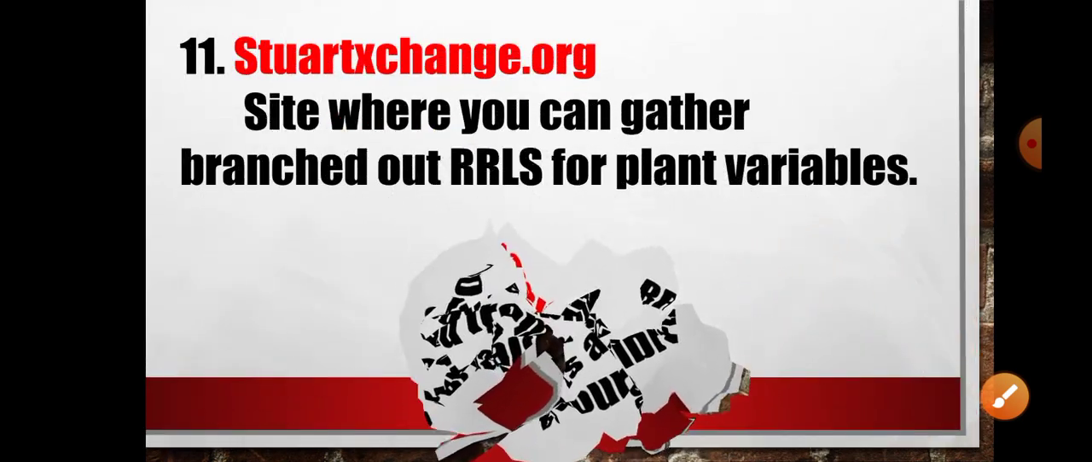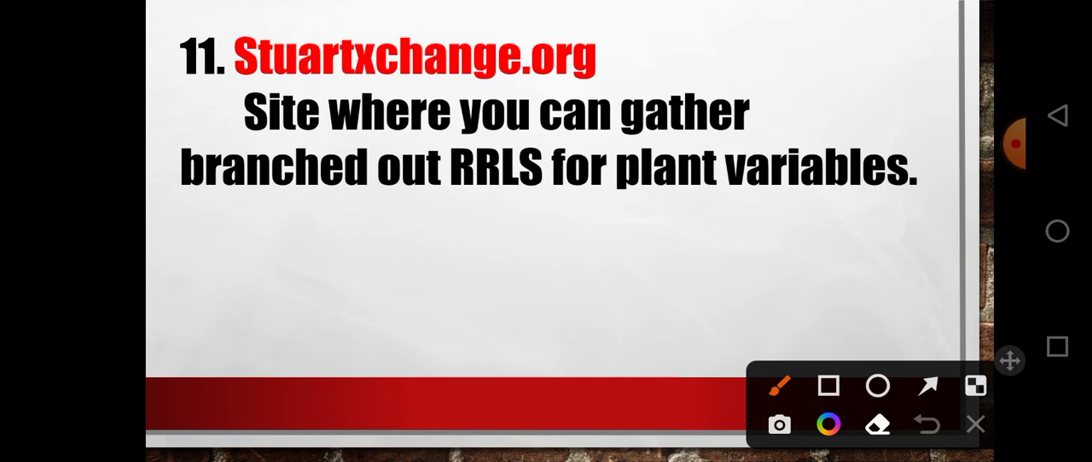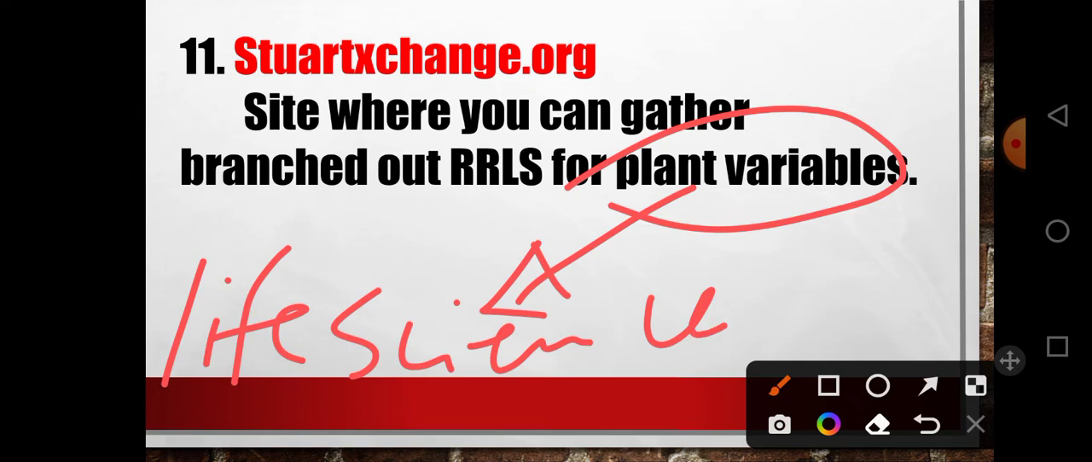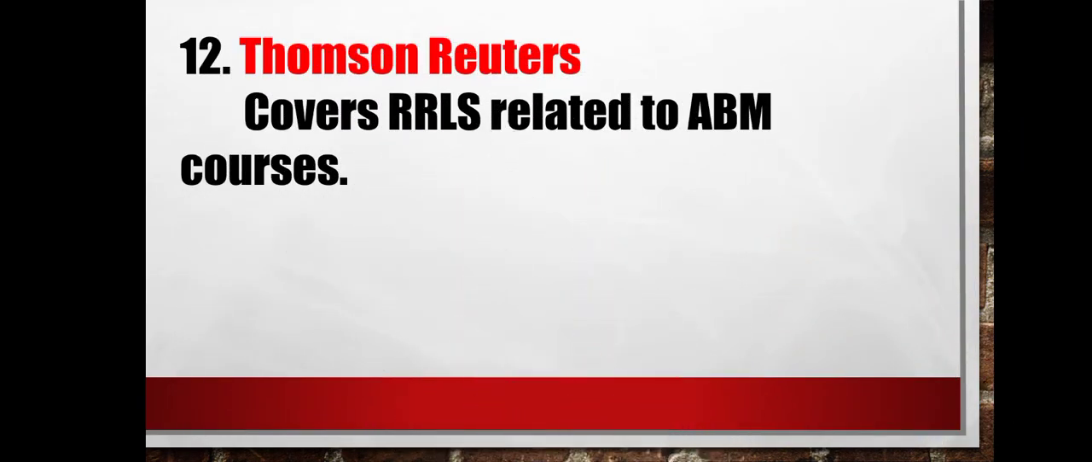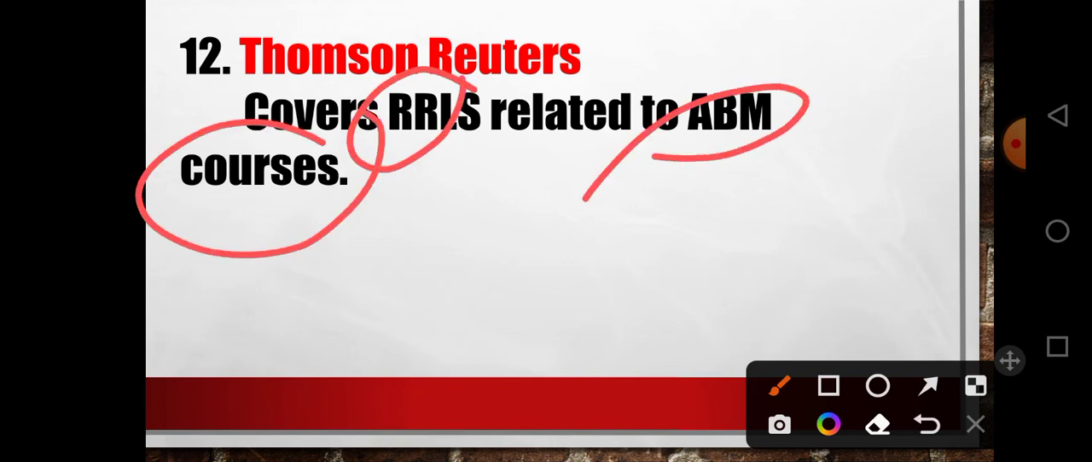And then we have stewartexchange.org. So stewartexchange.org is a reliable source where you can gather different sources about your plant variables. So this is useful especially among life sciences. Okay? And we have Thomson Reuters. So these are RRLs that cover sources for ABM.